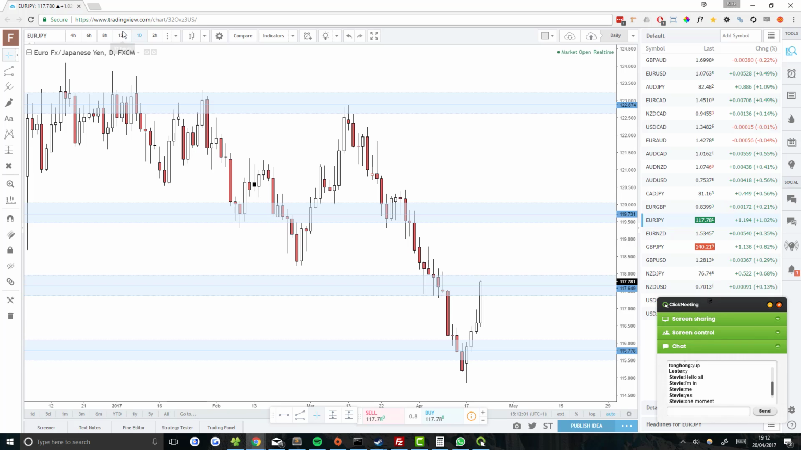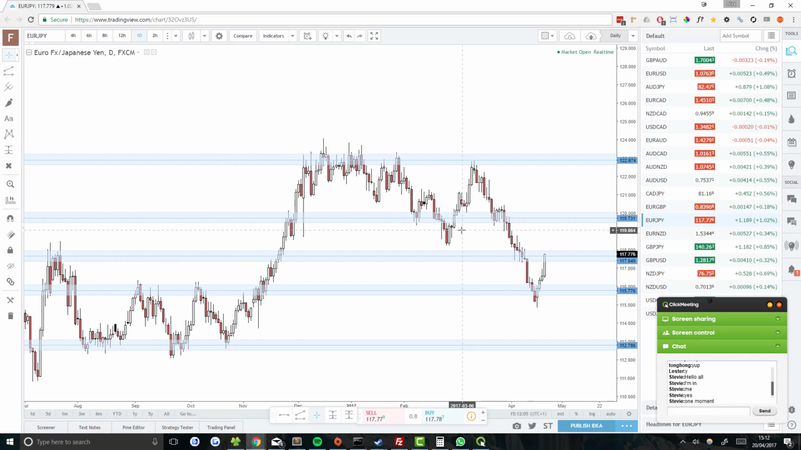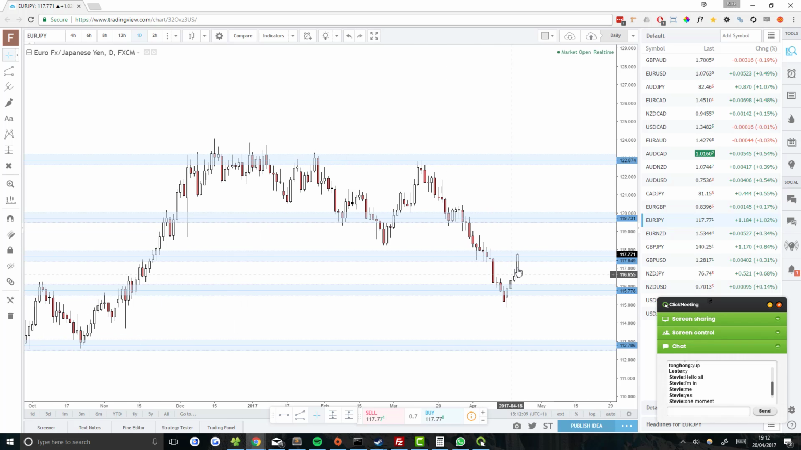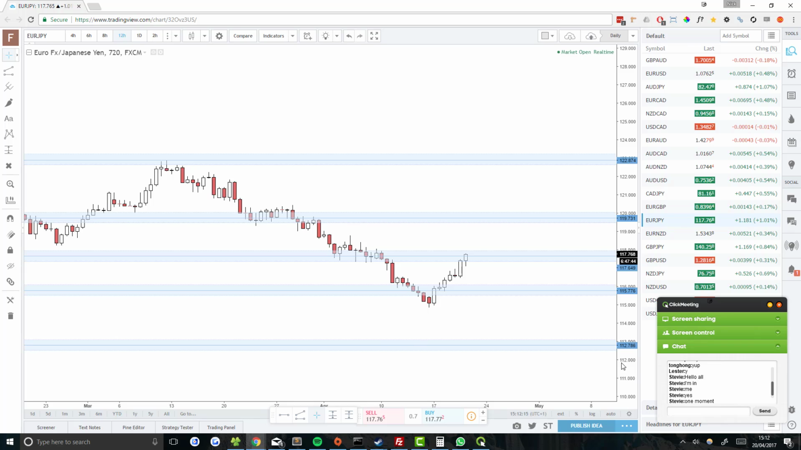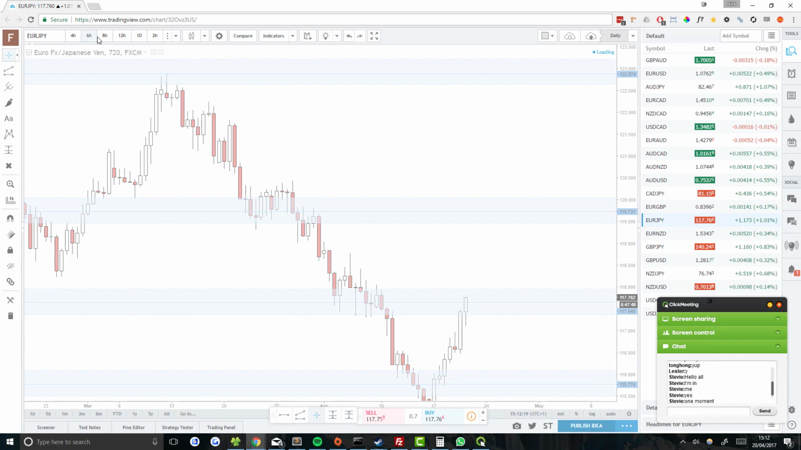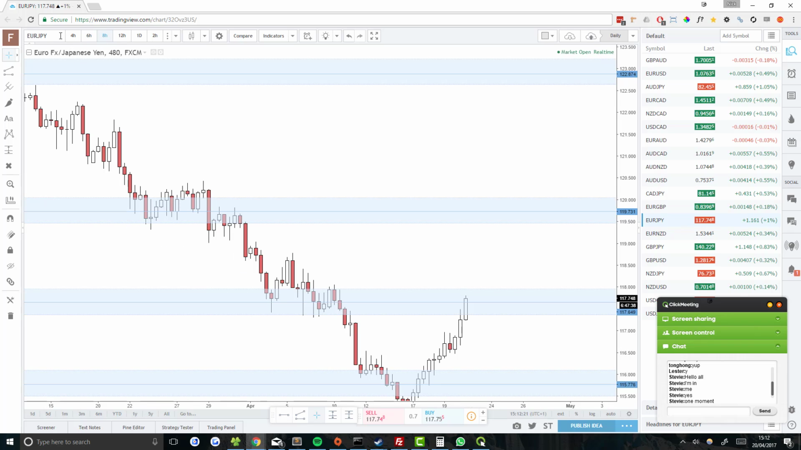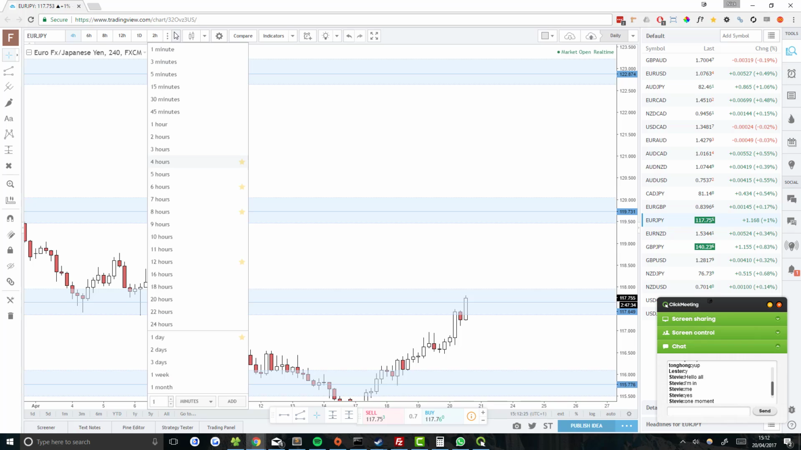EURJPY is in a downtrend. It's retraced up to resistance. Could this be a continuation reversal on EURJPY? Let's see if it's stalling, and we just answered that question. On the 12 hour, it's clearly stalling. As we go down lower, we'll probably see it more, maybe. Yeah, stalling up here. At least it's slowing down.